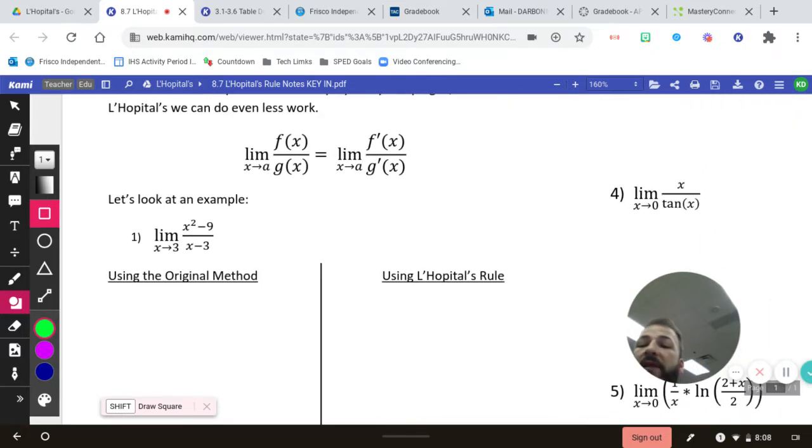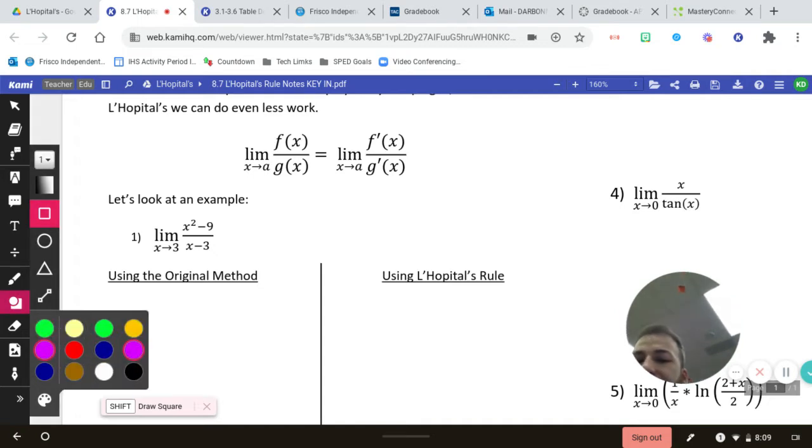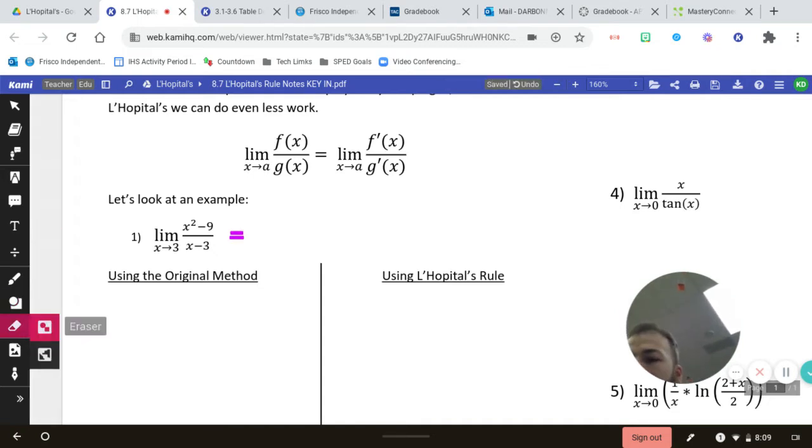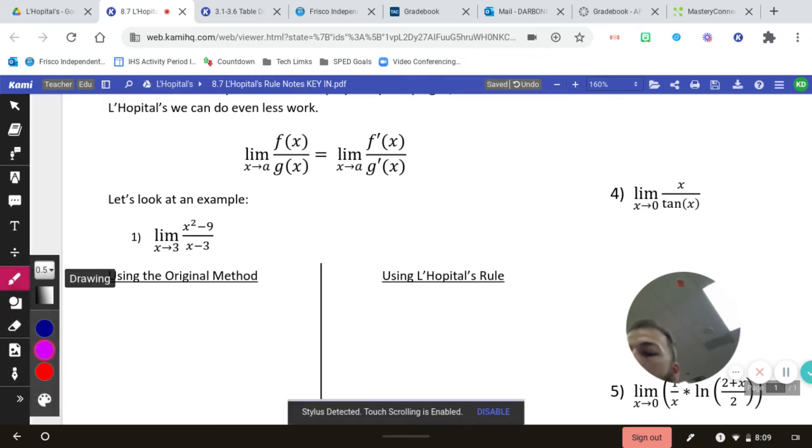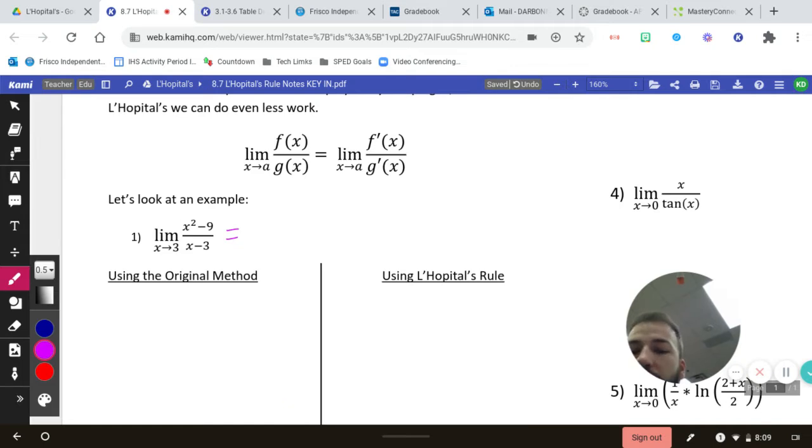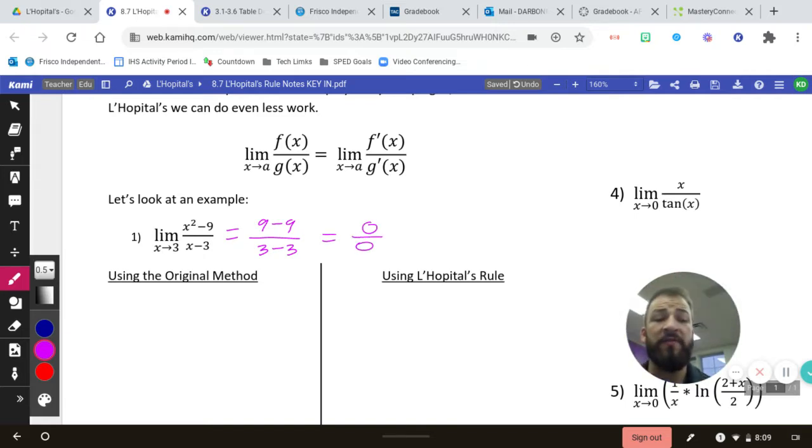Okay, the limit as x approaches 3 of x squared minus 9 over x minus 3. If I want to evaluate this limit, we would get 3 squared, which is 9, minus 9, over 3 minus 3, which would give us 0 over 0, which is that indeterminate form.